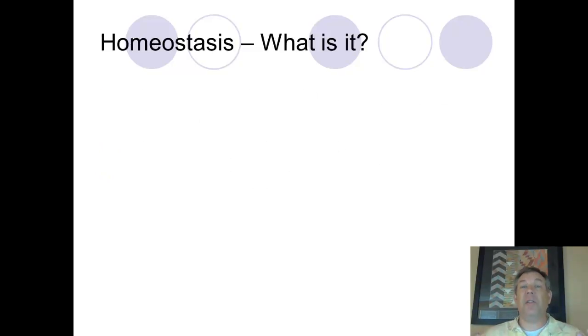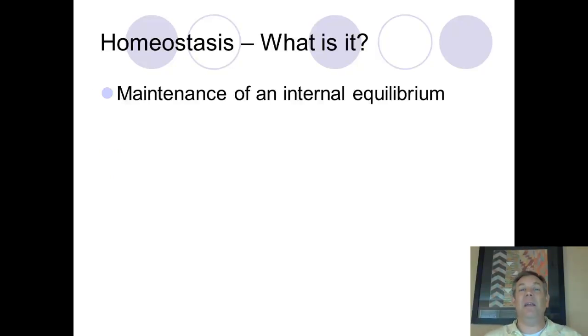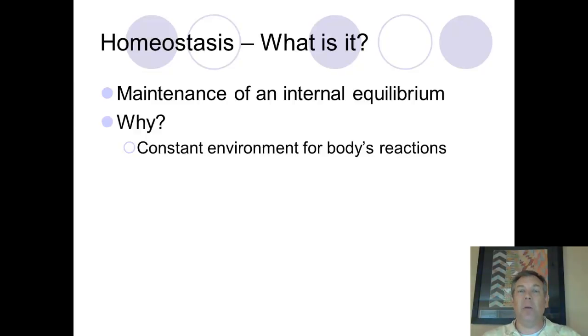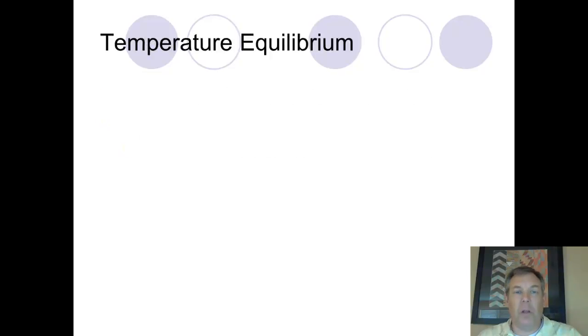So first off, let's talk about what is homeostasis. Homeostasis is maintaining an internal equilibrium, or keeping a constant environment within the body. And that's important for your body's chemical reactions. And so if your pH or your temperature fluctuates wildly, it's harder for you to have a constant set of internal reactions. So maintaining an internal equilibrium is good for you in the long run.